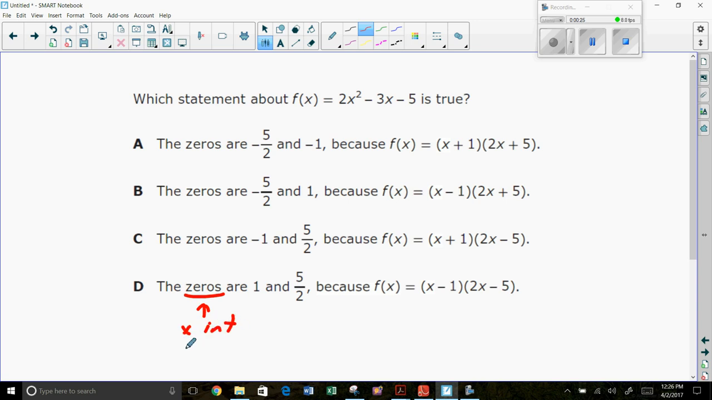Another word they might ask you is solution, or they might ask you for the root. So all of these are words for this exact same thing. We're looking for the x-intercept of these parabolas. So what we're going to end up doing is graph the equation, then do a trace to find the zeros or the x-intercepts. Okay, so let's go ahead and go to our calculator.